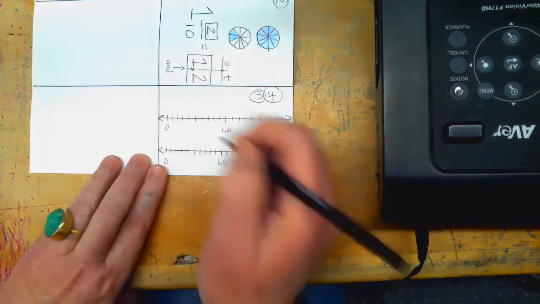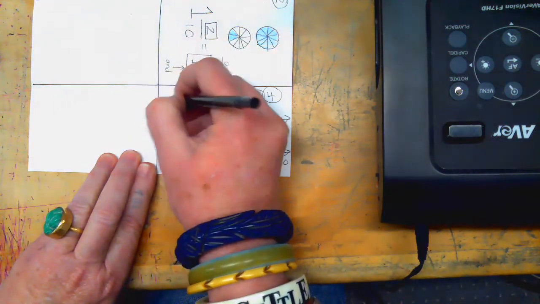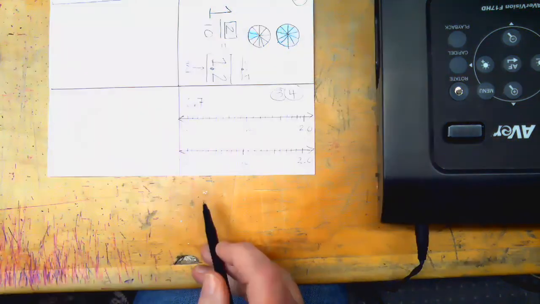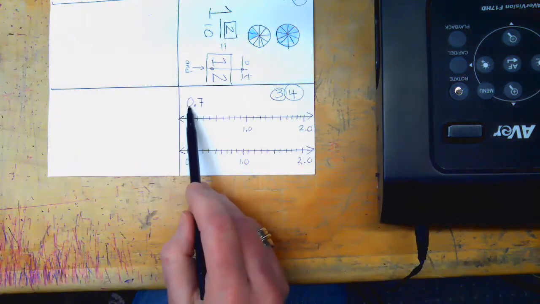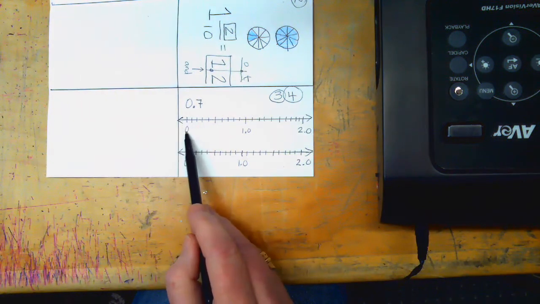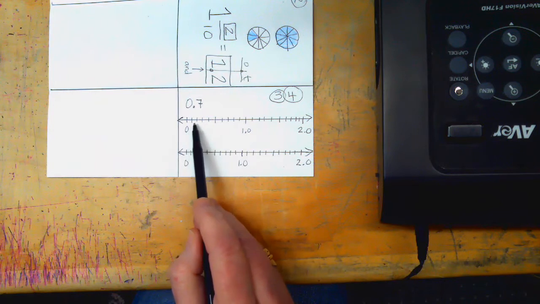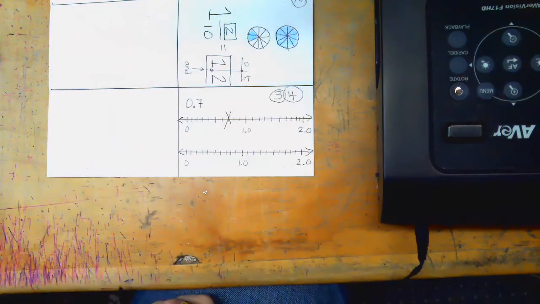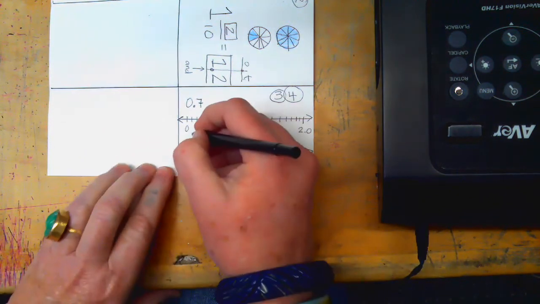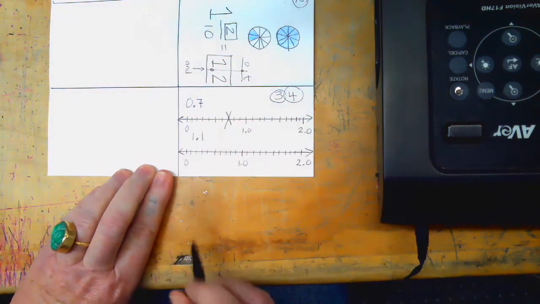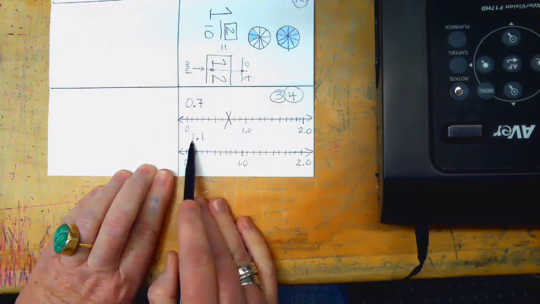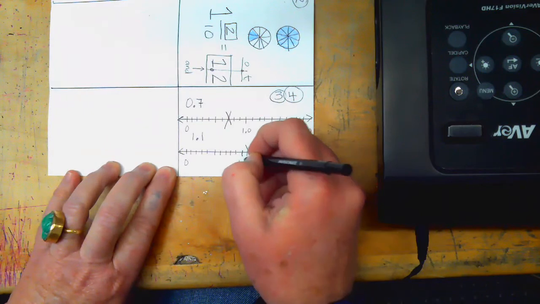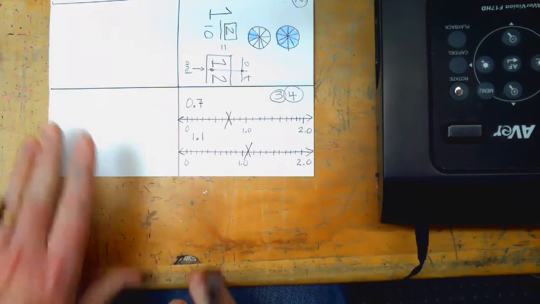Okay, so we're trying to show where 7/10 is. So I'm starting out with this 0 right here. So I know that I'm going to be right here at 0. And then I'm going to count 1, 2, 3, 4, 5, 6, 7. So 7/10 is going to be right there. Now my next number is 1 and 1/10. So if I have a 1 in the ones place, that means I'm going to be over here. And then 1/10 is right here. Okay, so that was pretty simple.